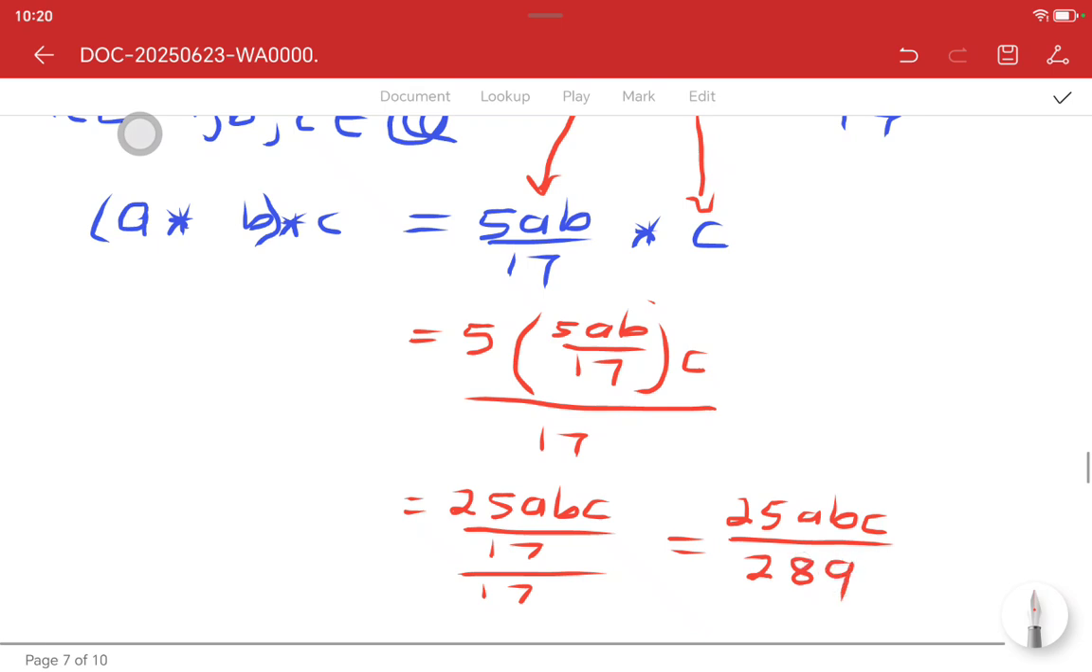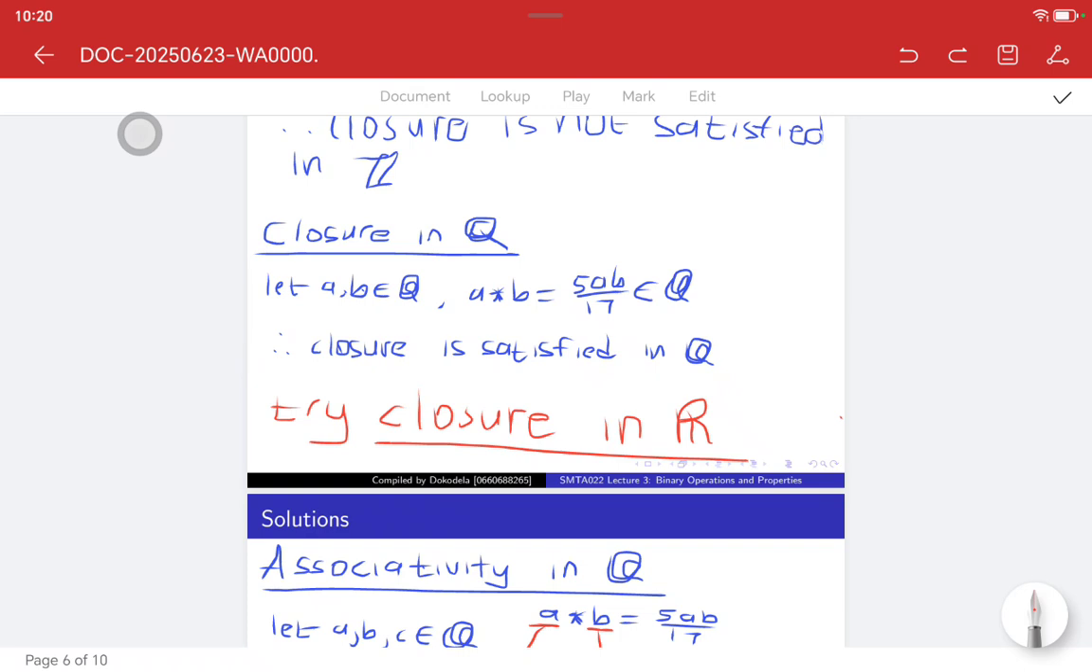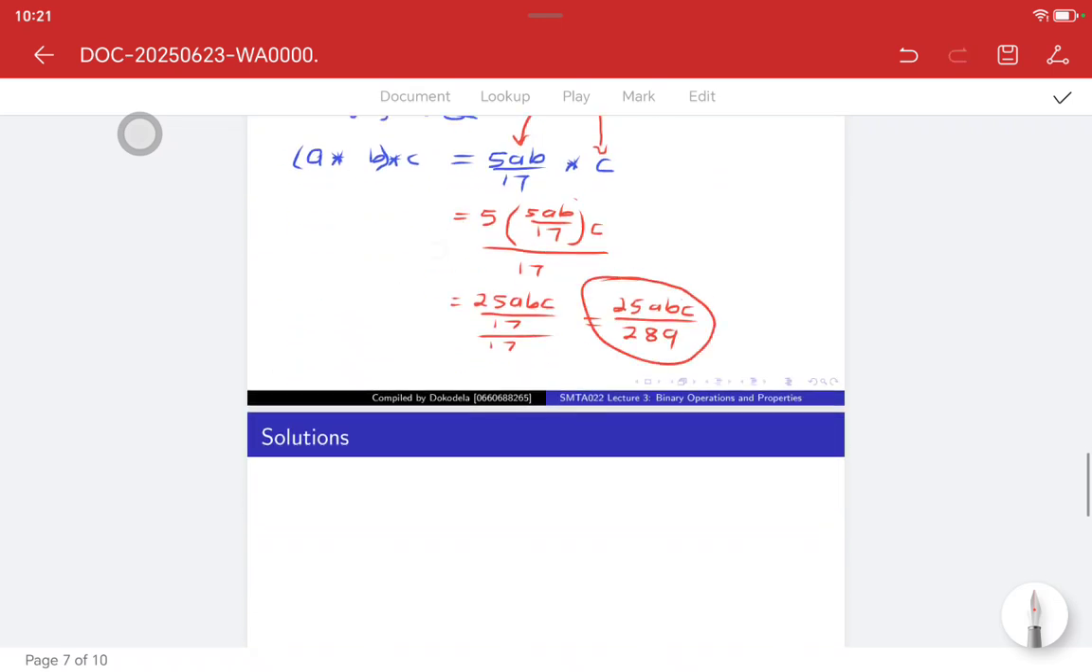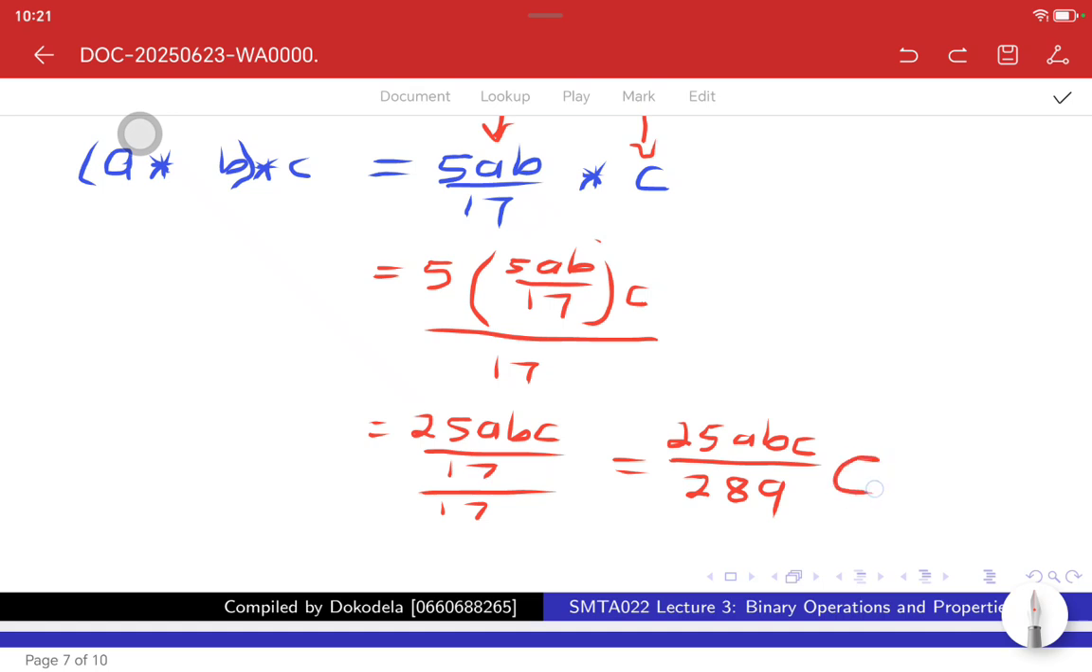So now the question is, is this an element of the rational numbers? Yes, it is, because we've already checked that closure is satisfied. So whatever we get inside here will always be an element of the rational numbers. That's why it was important to check closure, so that we don't have to check here whether this is an element of the rational numbers. Since closure is satisfied, we know that this is an element of the rational numbers.